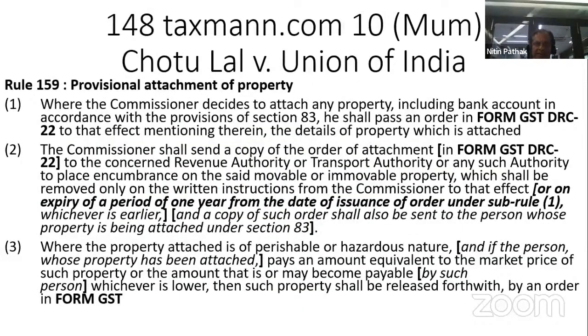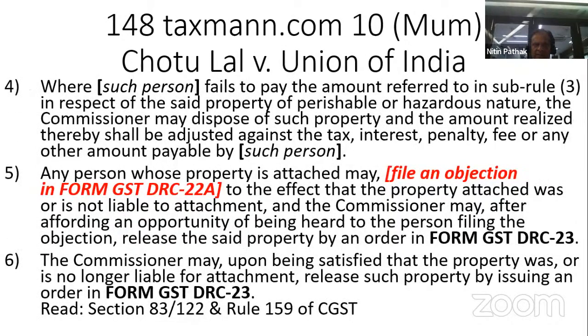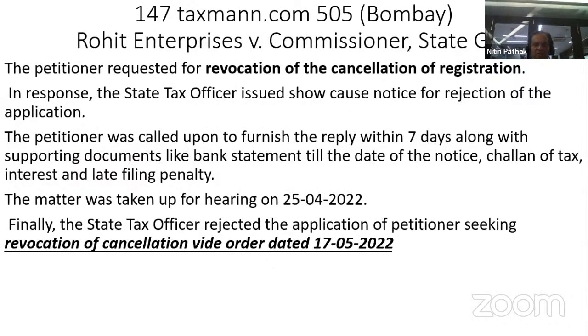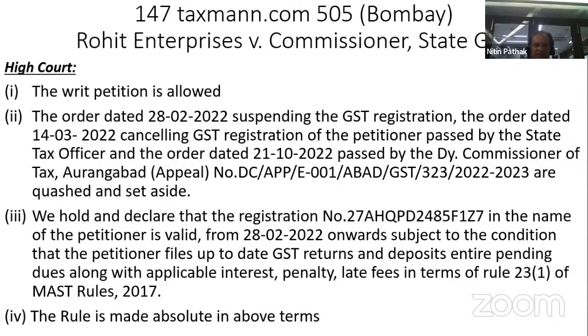Provisional attachment of the property. So DRC 22A and DRC 23 should be released. In the Rohit Enterprise case, if anybody has had their registration number cancelled, he can apply for revocation as per the Constitution. This is a fundamental right of anyone to do business.